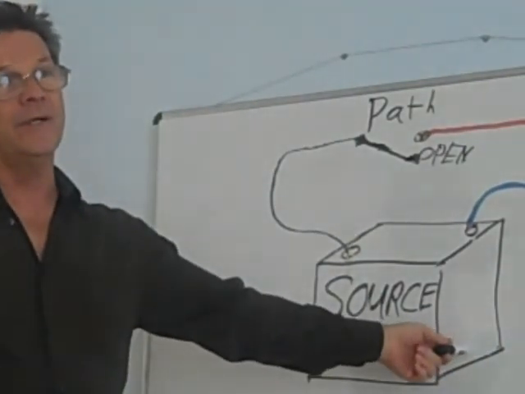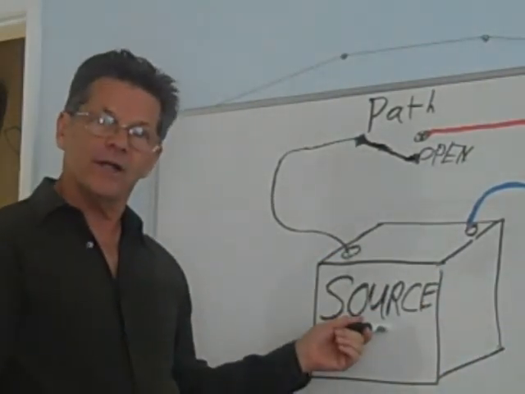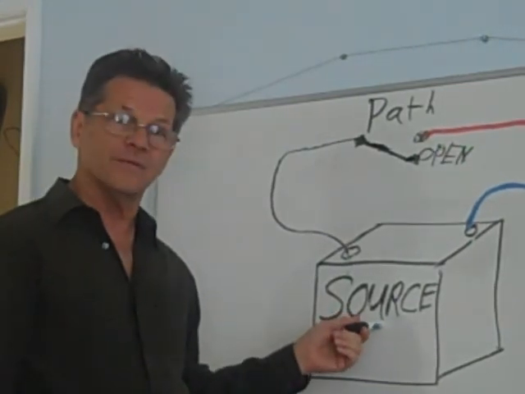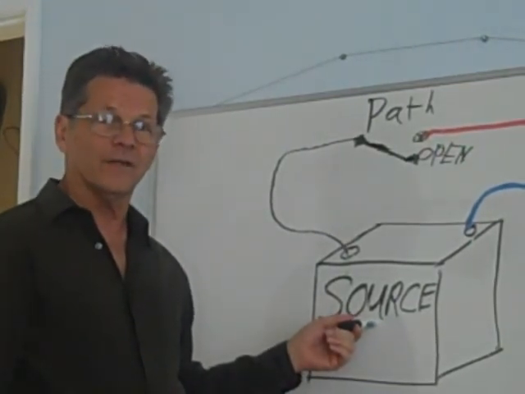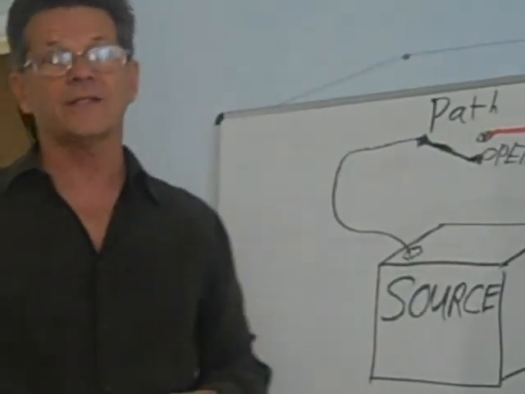The next subject is going to be taking a look at all the variety of sources that we have. We have a source of electron flow, and there's a number of them. We'll cover some of those next time.